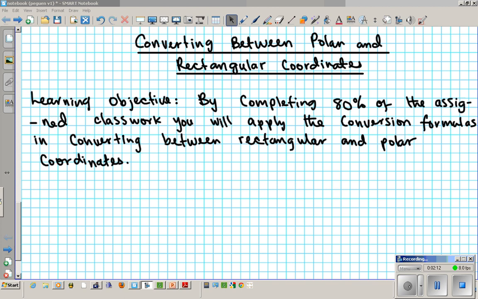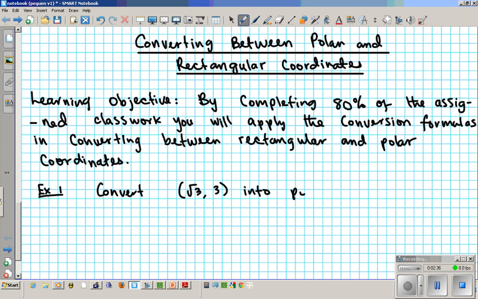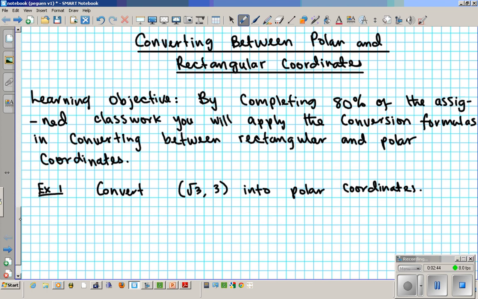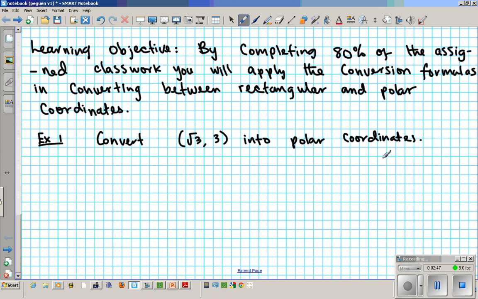All right, we're gonna start by going from rectangular to polar coordinates. So example one: convert root 3 comma 3 into polar coordinates. Now, first you want to ask yourself, what on earth is polar coordinates? If we change it into polar coordinates, then this must be rectangular, which means this must be x and this must be y. Polar coordinates are r theta. So what we're doing in essence is going from xy, converting into r theta.